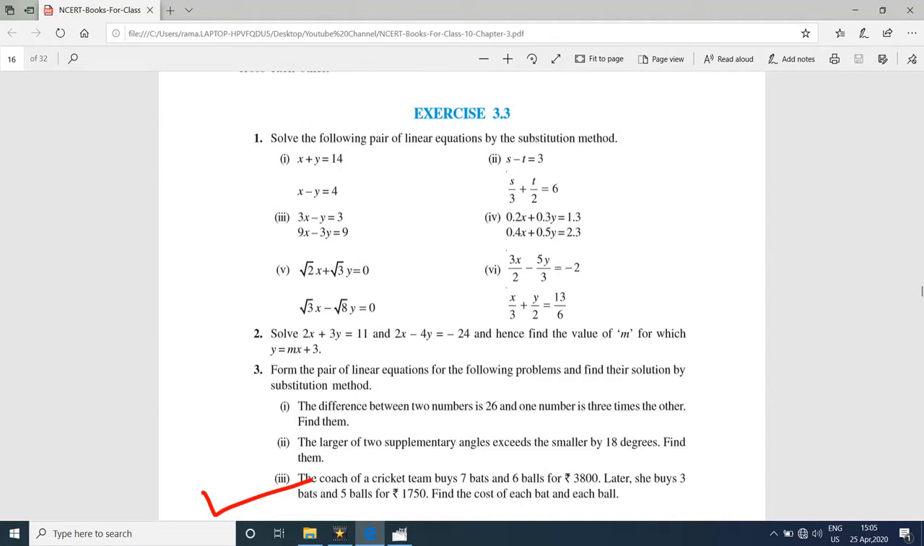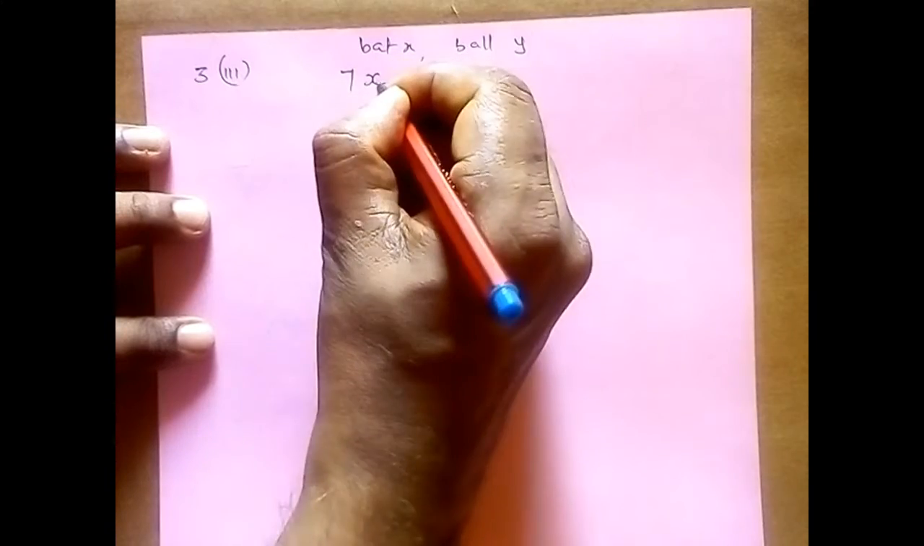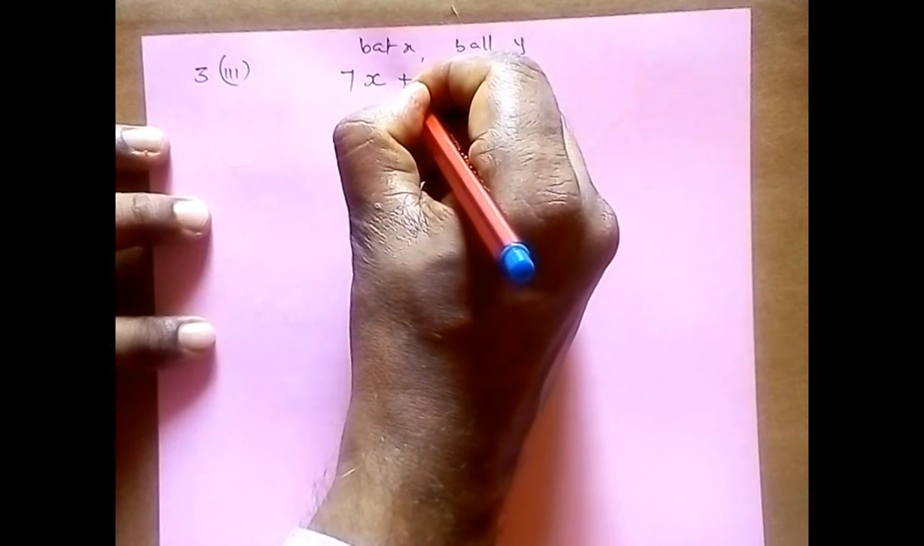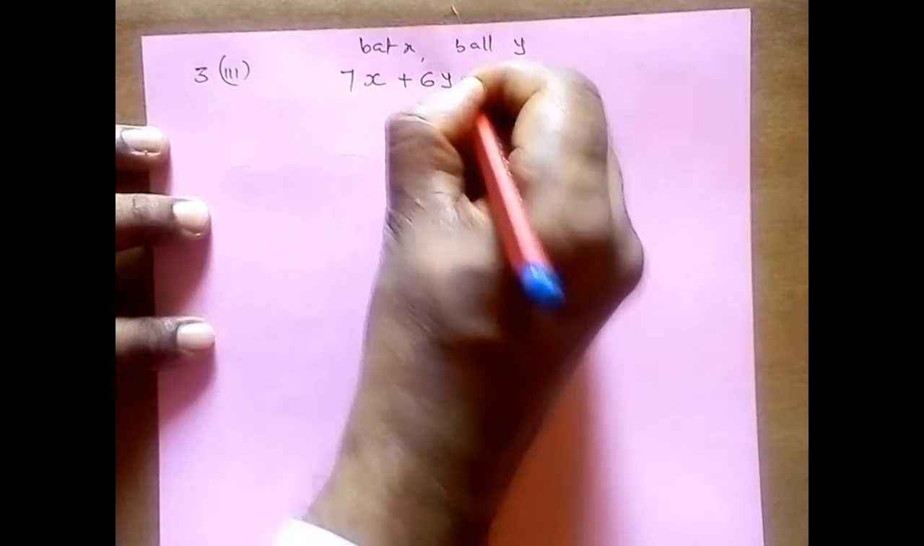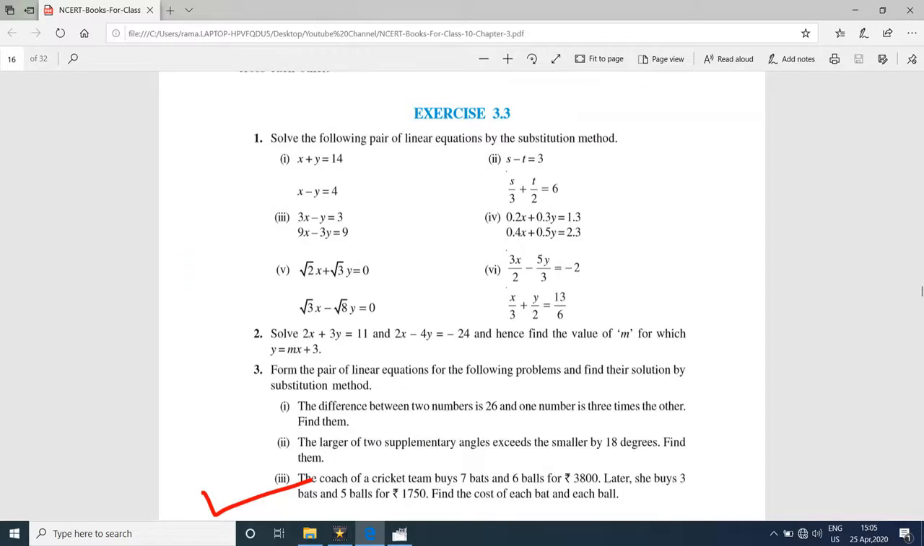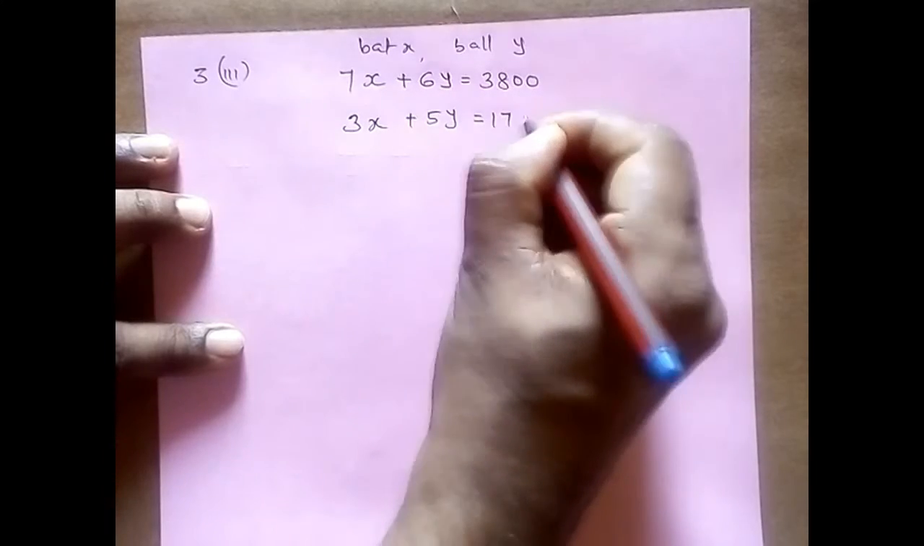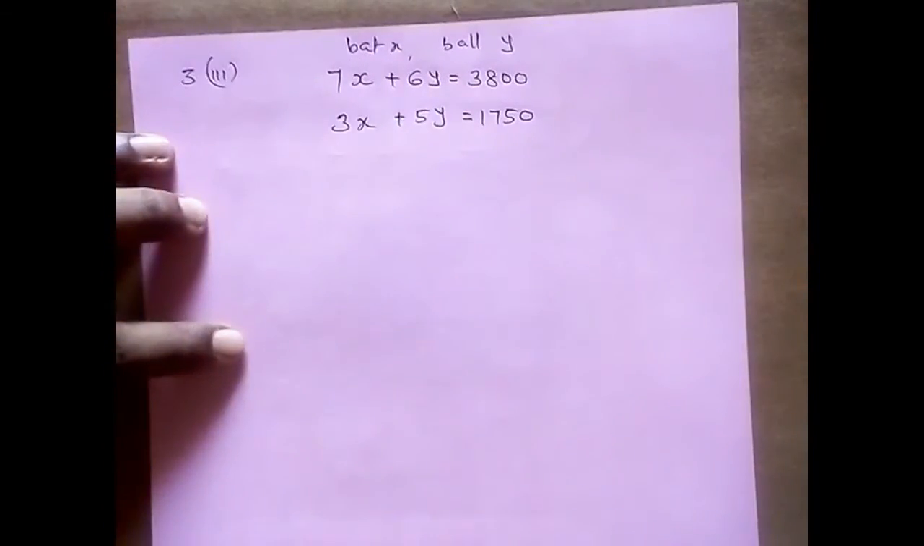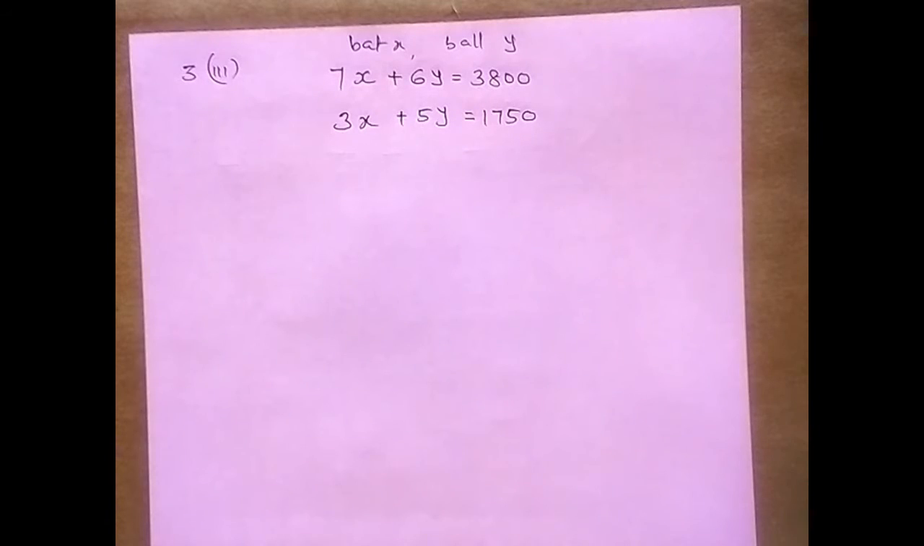The coach of a cricket team buys 7 bats and 6 balls at 3,800. So let the cost of a bat be x and a ball be y. So 7 bats means 7x plus 6 balls, that means 6y, equal to 3,800. Later she buys 3 bats and 5 balls. So 3x plus 5y equal to 1750. So we got two equations and we can use the substitution method.